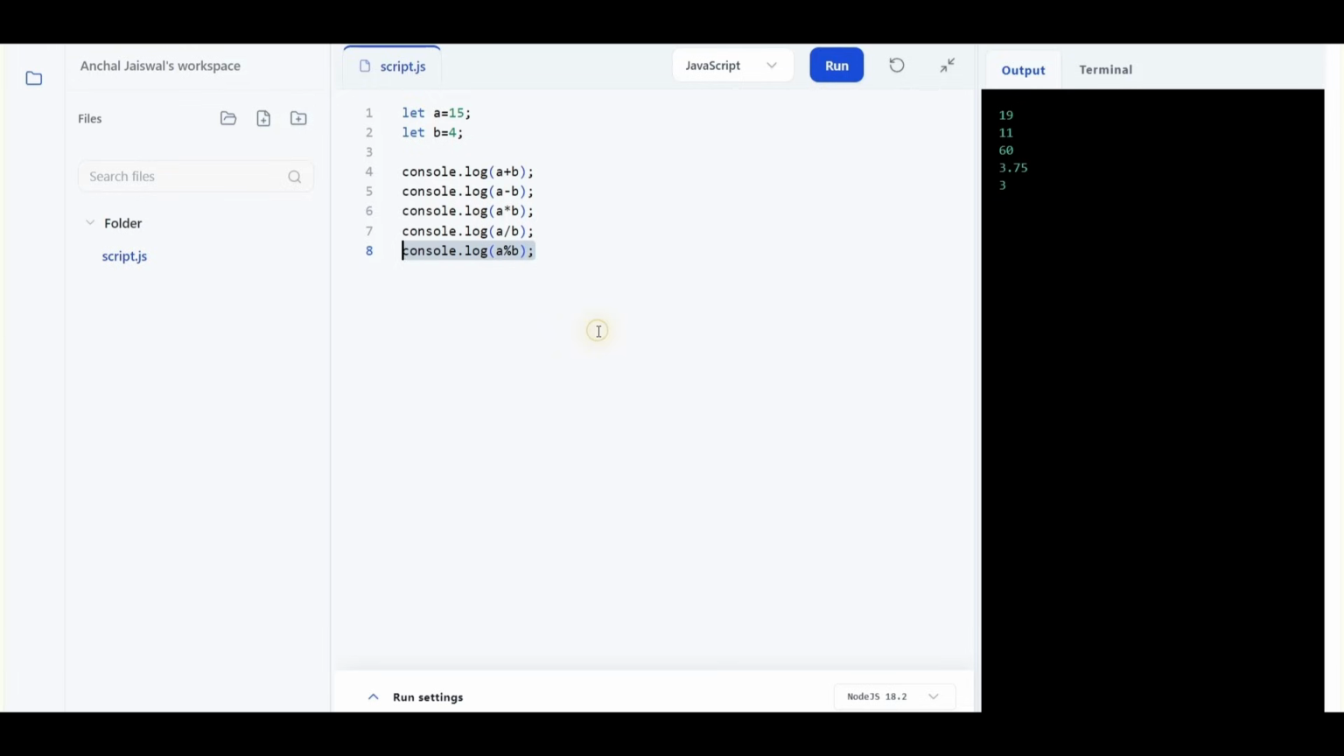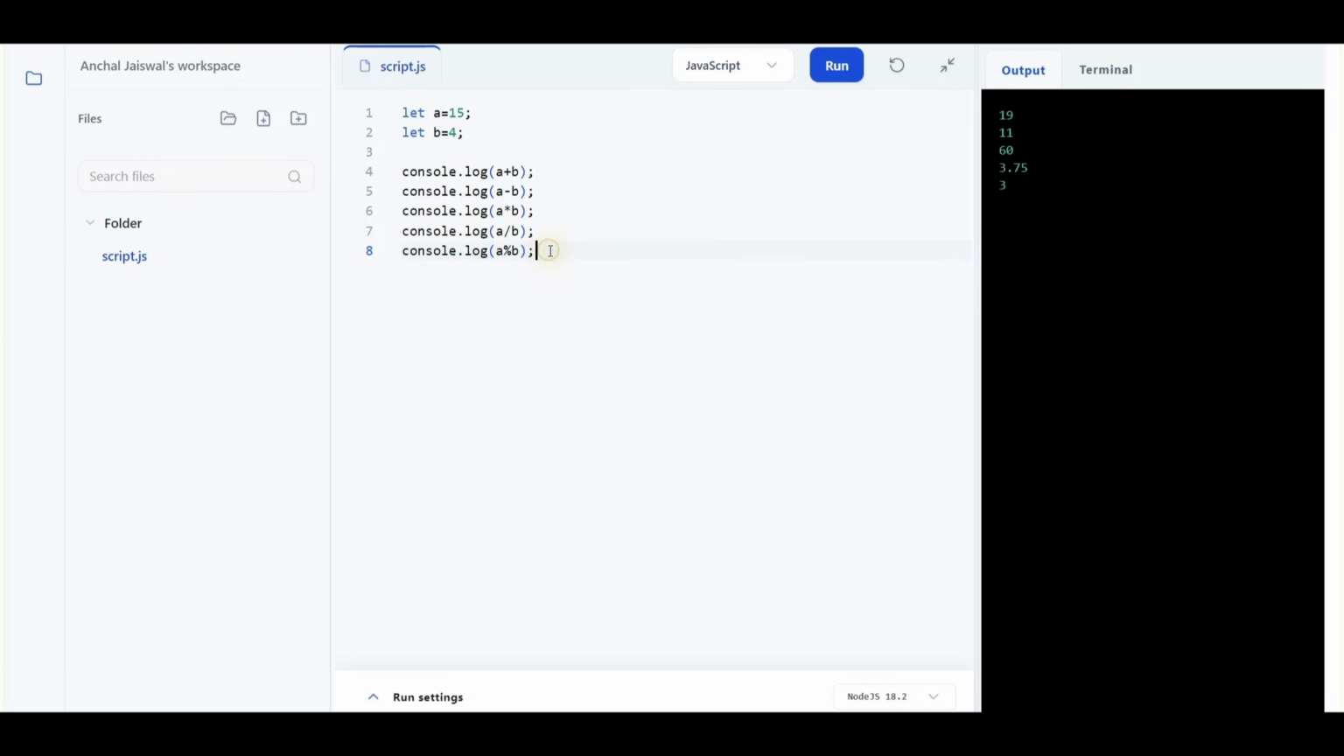So let's quickly recap what we learned in this part. The plus operator is used for addition, minus is used for subtraction, asterisk is used for multiplication, forward slash is used for division, modulo gives us the remainder after division, and double asterisk is used for exponentiation. We also saw a practical use of the remainder operator for checking whether a number is even or odd.